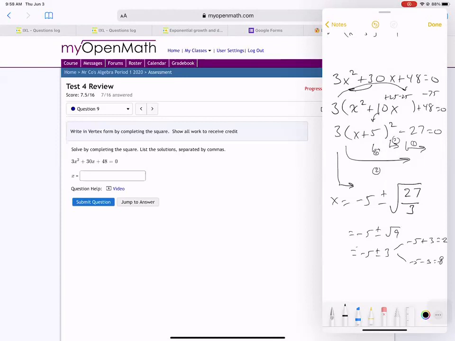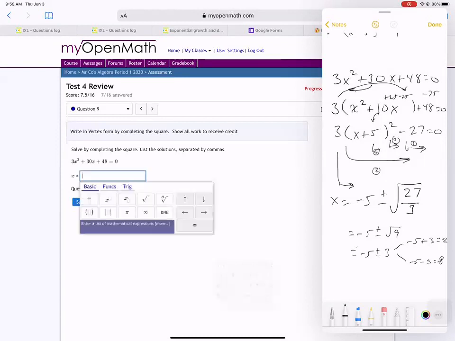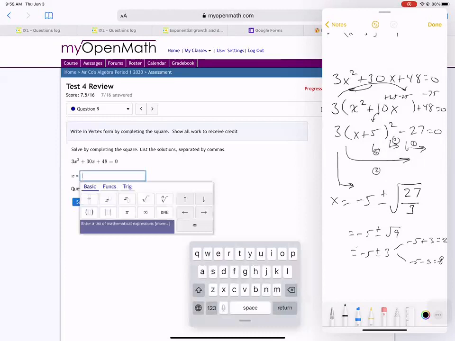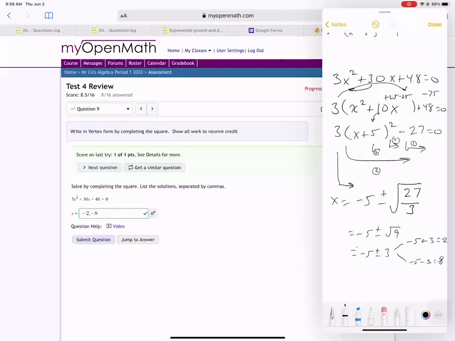Now, again, some kids are telling me they can do this all in their head, and I tell them, no way. So I need to see the work. So our answers are negative 2, comma, negative 8. All right, let's go.